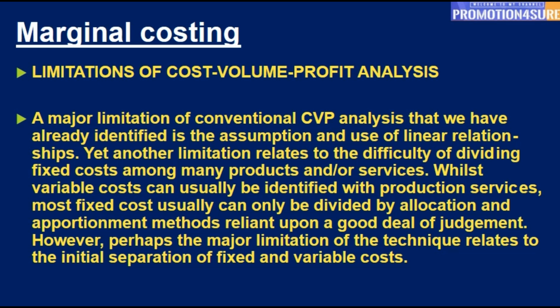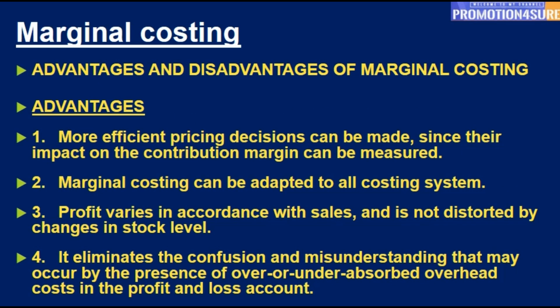Now, variable cost can usually be identified with production services. Most fixed costs usually can only be divided by allocation and apportionment methods reliant upon a good deal of judgment. However, perhaps the major limitation of the technique relates to the initial separation of fixed and variable cost.